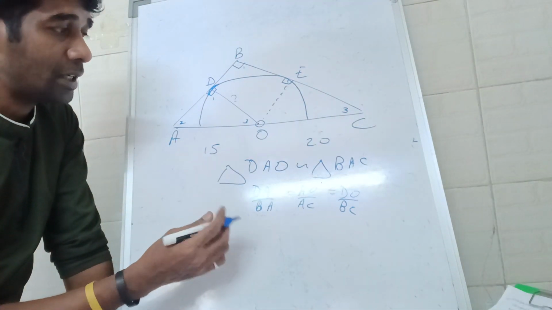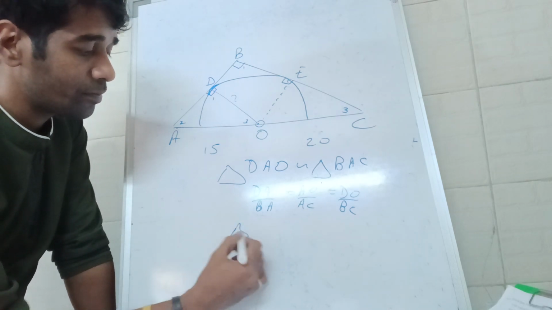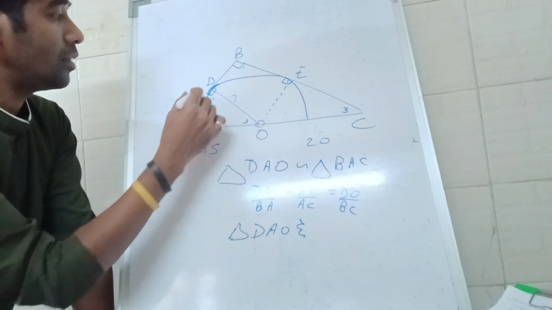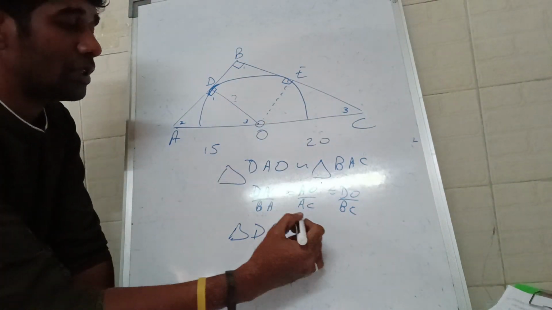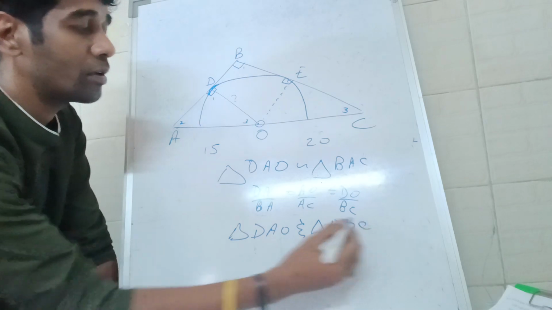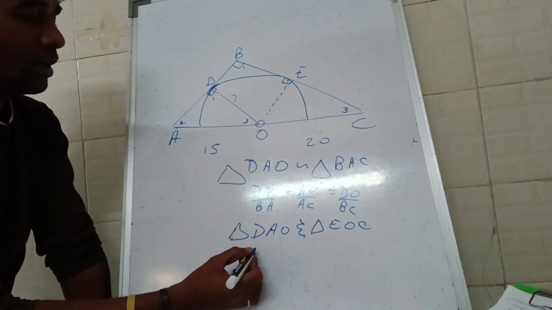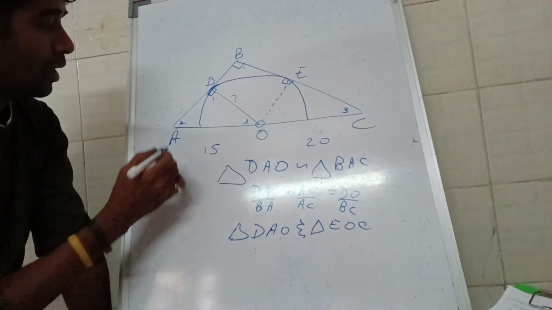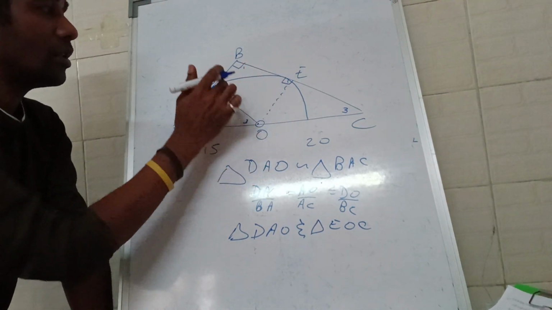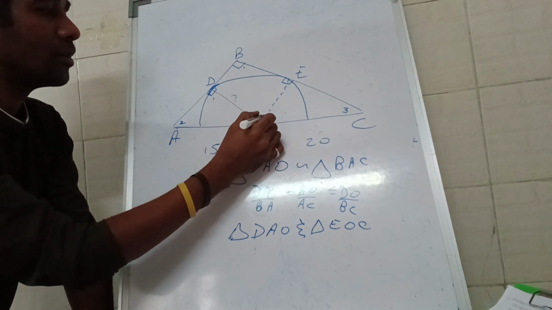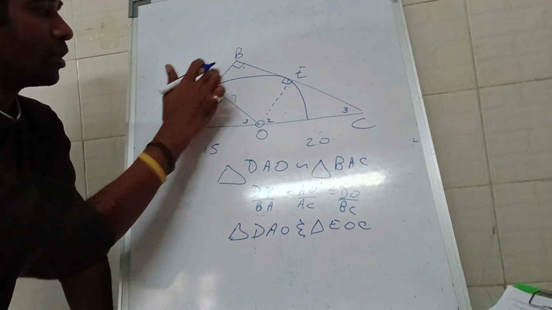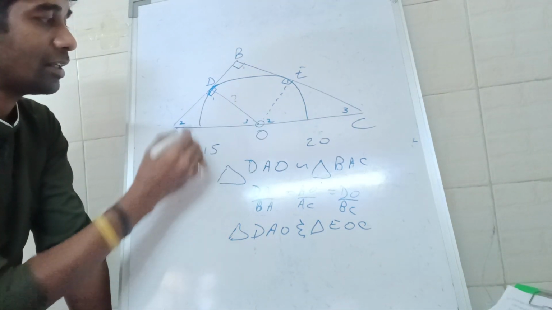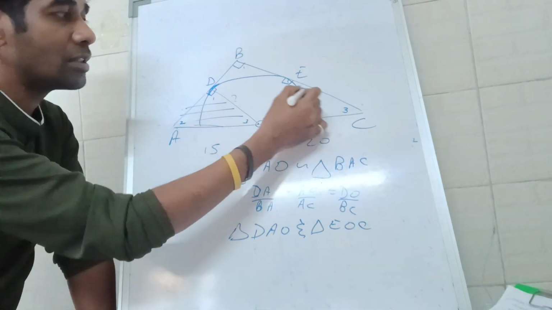Next, take triangle DAO and triangle EOC. Angle D is congruent to angle E, each 90 degrees. Angle A will be congruent to angle O, corresponding angles, because these two lines are parallel, so these two angles will be corresponding angles. Therefore these two triangles will be similar.